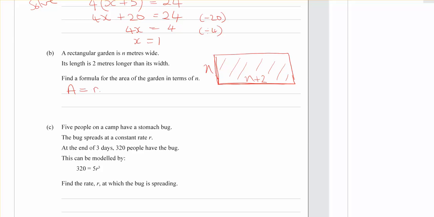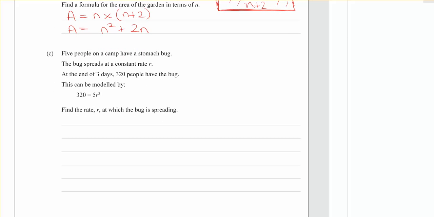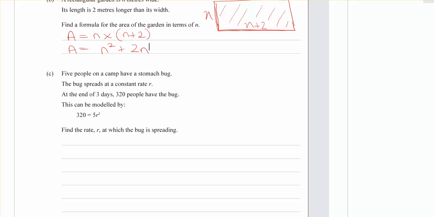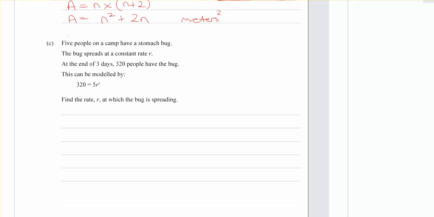So the area would be n times n plus 2. And we'll just show off a bit of simplifying on that, n squared plus 2n. So we've showed some algebra skills there. And that would be in metres, although they may not require that. Metres squared for area.